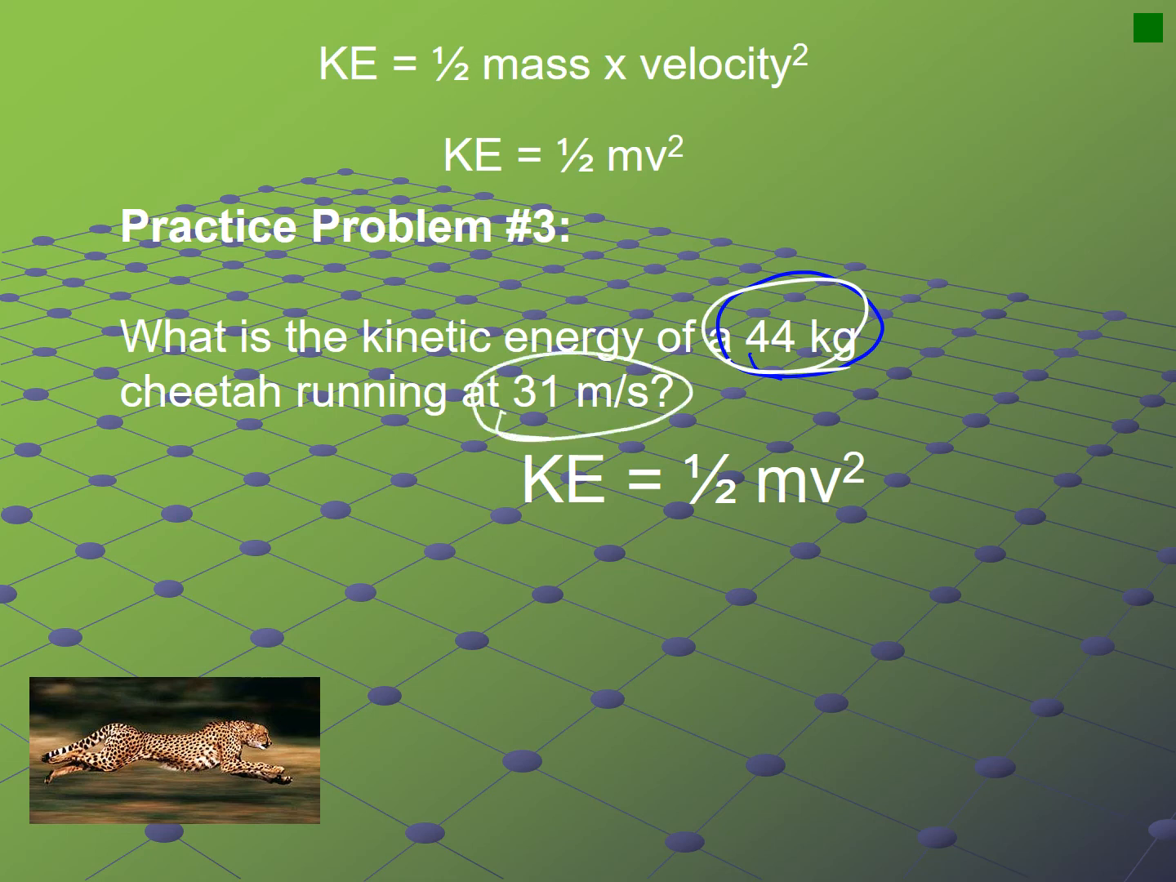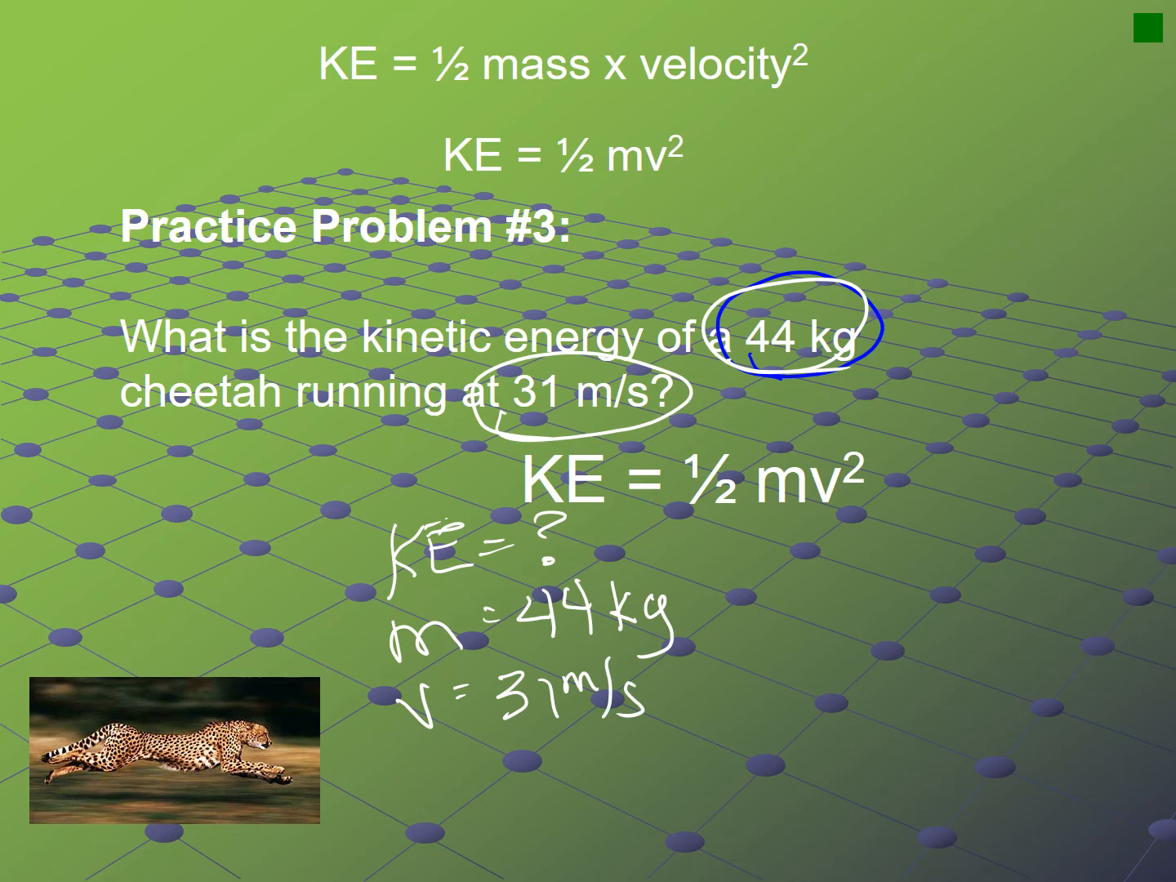As with the potential energy, what I want you to do is write down your variables. So KE, and 1/2 is not a variable, that's a constant, and then it's m and v. Kinetic energy is what I'm solving for, so I'm going to put a question mark. My mass in this case is 44 kilograms, and my velocity is 31 meters per second. Now I'm going to plug and chug, and notice once again I did write all my units, into this beautiful formula. So KE is what I'm solving for.